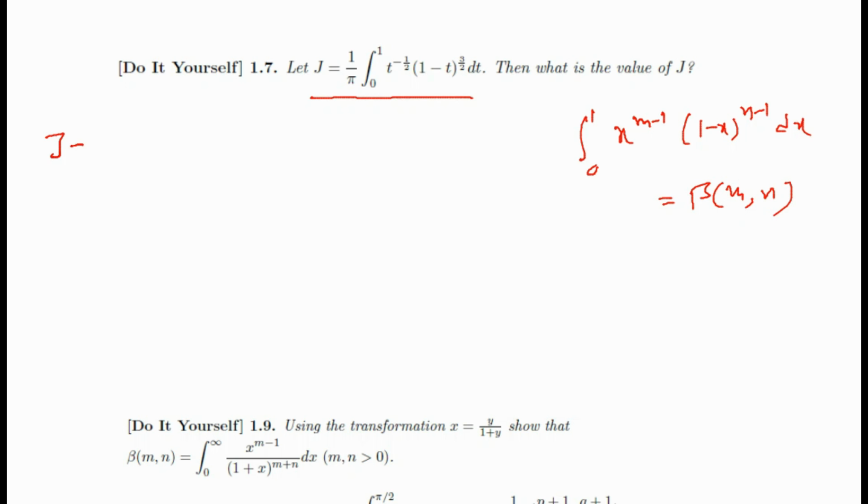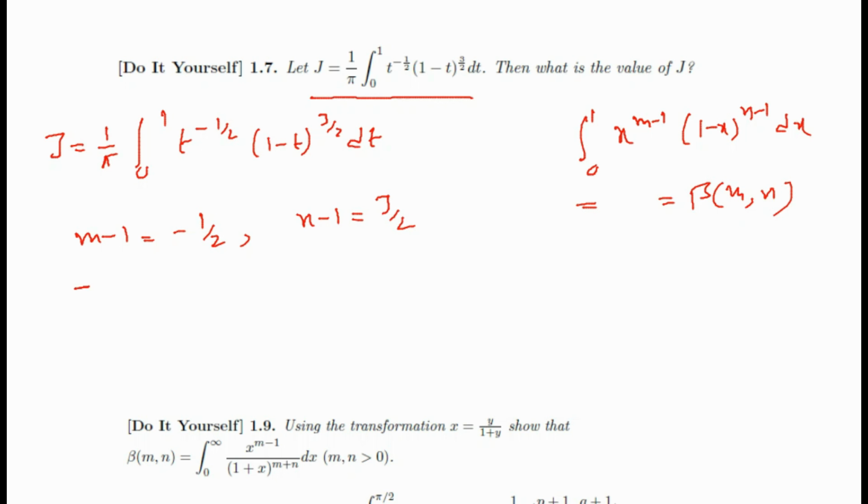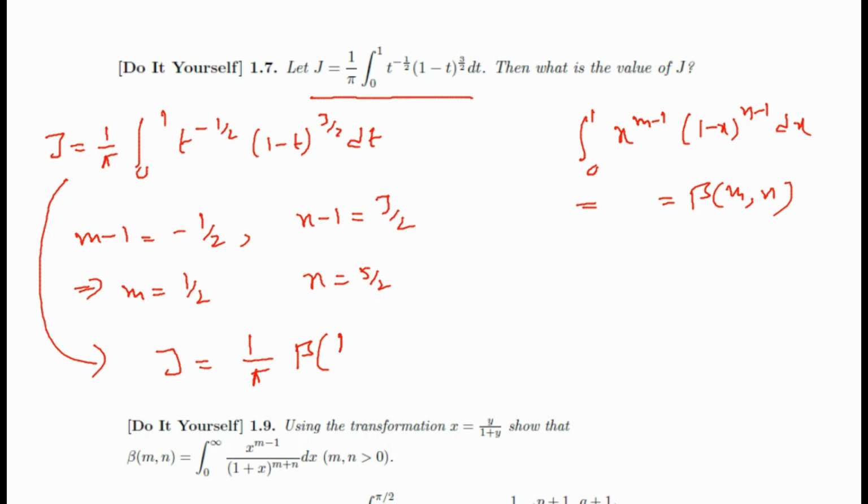So here J equals 1 by pi integral from 0 to 1 of t to the power minus 1 times (1 minus t) to the power 3 by 2 dt. Comparing with this one, we get m minus 1 equal to minus 1 and n minus 1 equal to 3 by 2. From here we get m equal to half, n equal to 5 by 2, and we will find the value J equals 1 by pi beta(half, 5 by 2).